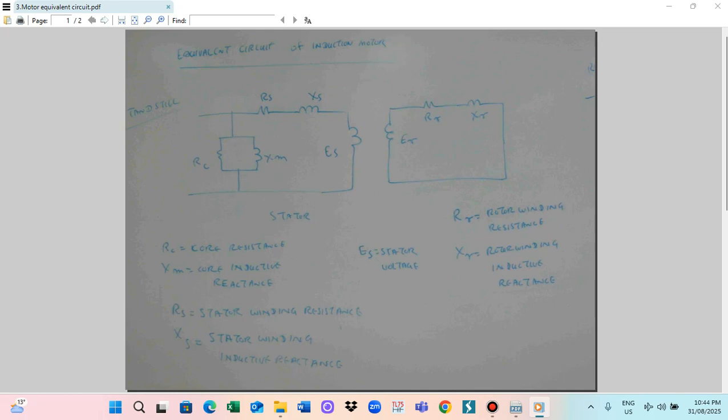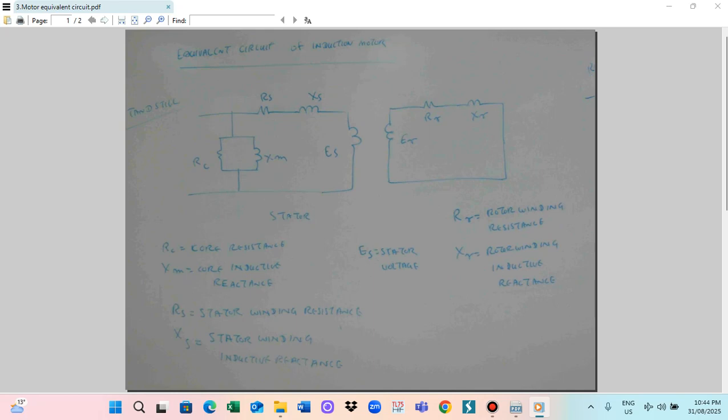And stator inductive reactance XS. And this one we use ES. And also similarly this side we use ER. ER and then this one we use RR and then XR. So means the currents are flowing outward. Yes, this is outward. So this is what we can run. And also this one with the rotor equivalent.